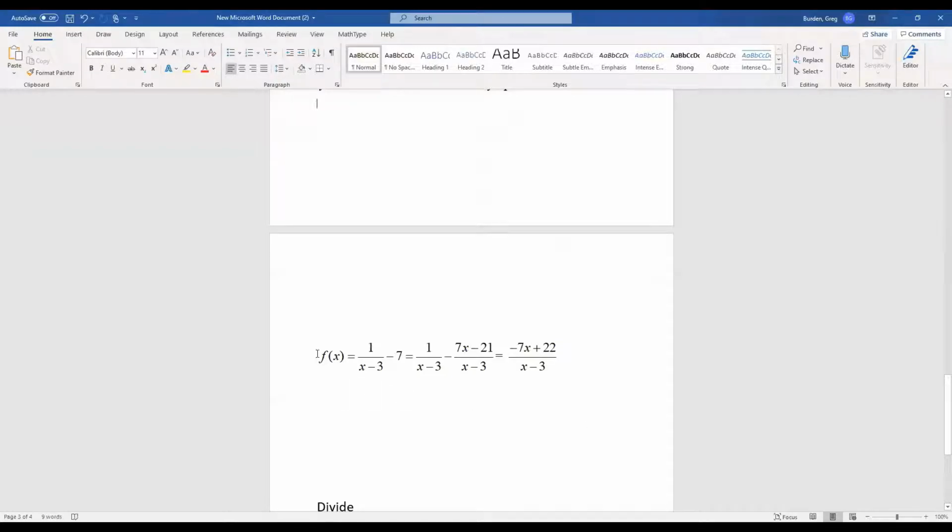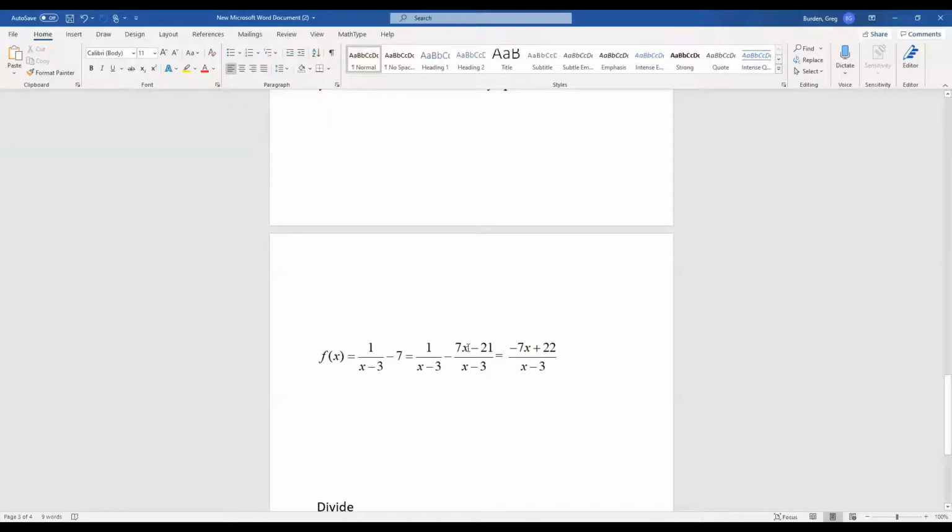Okay. f of x equals 1 over x minus 3, minus 7. So again, this is the reciprocal function shifted 3 right, 7 down. We can add these two fractions together to create a single rational expression that is usually the simplified version of this. To do that, we need a common denominator. So that would be x minus 3.